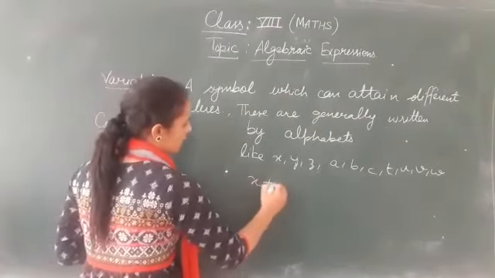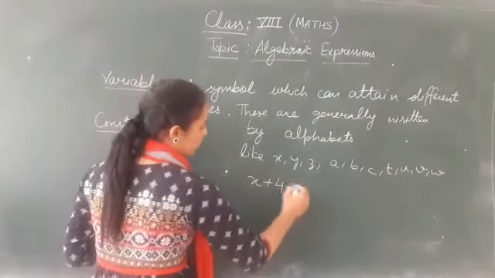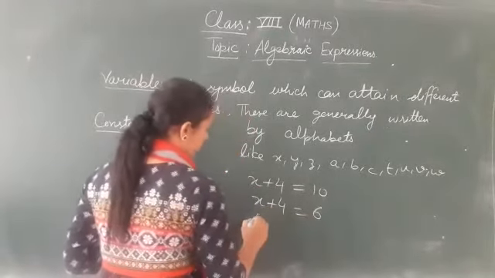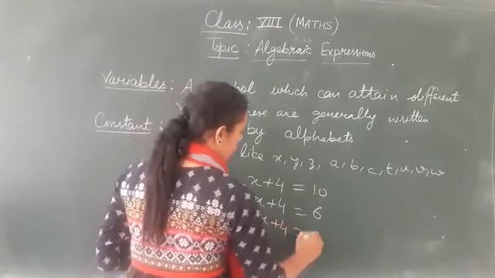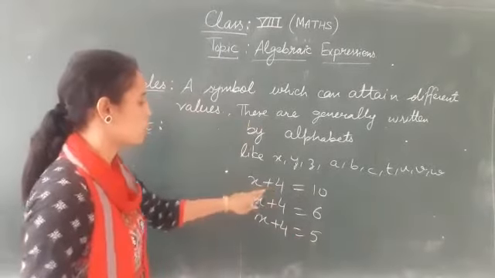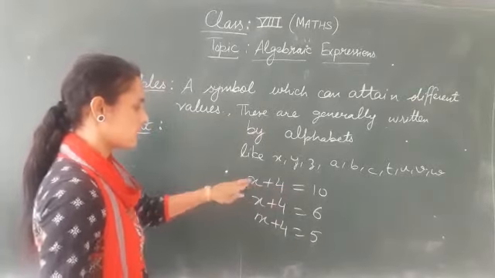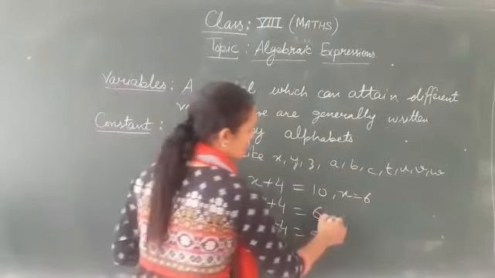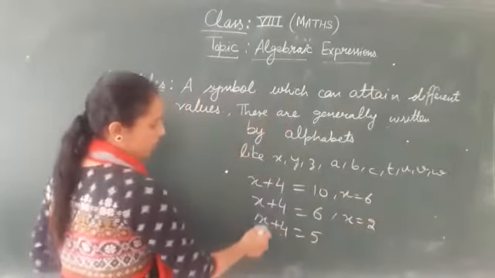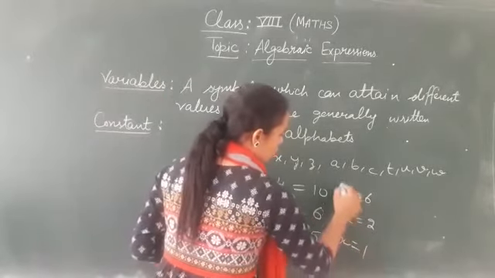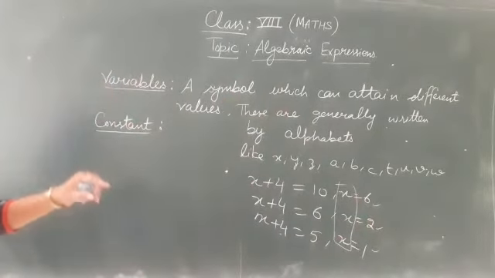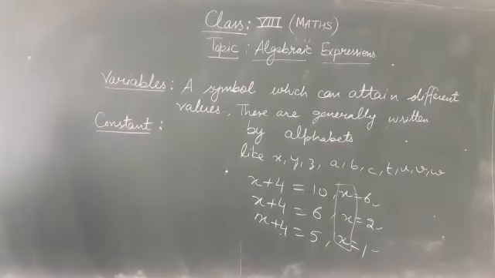How can we say that they can attain different values? Like x plus 4 is equal to 10, x plus 4 is equal to 6, x plus 4 is equal to 5. In the first equation, what plus 4 will be 10? 6. So here the x value is 6. Here, what plus 4 is 6? 2. The x value is 2, and here the x value will be 1. So there is a variable x which has three different values. The symbol that attains different values is known as a variable.